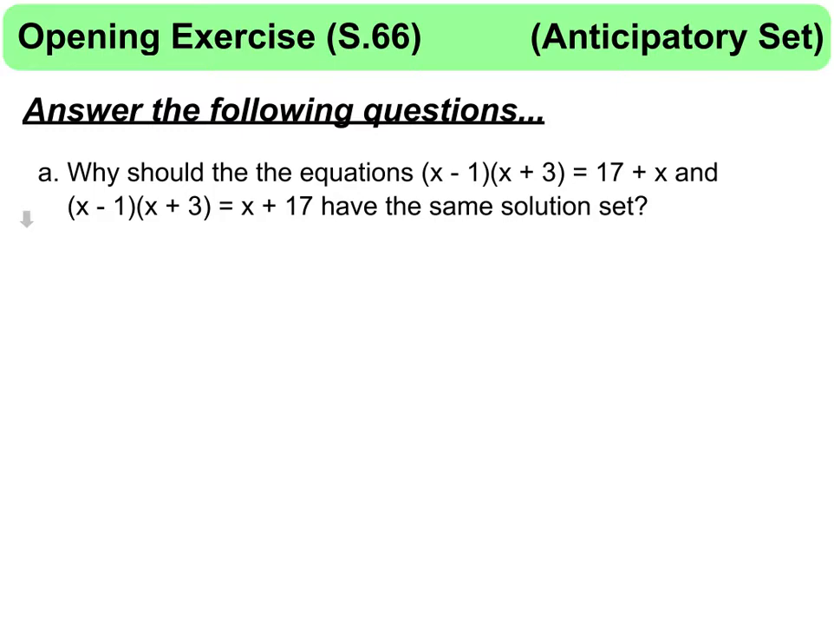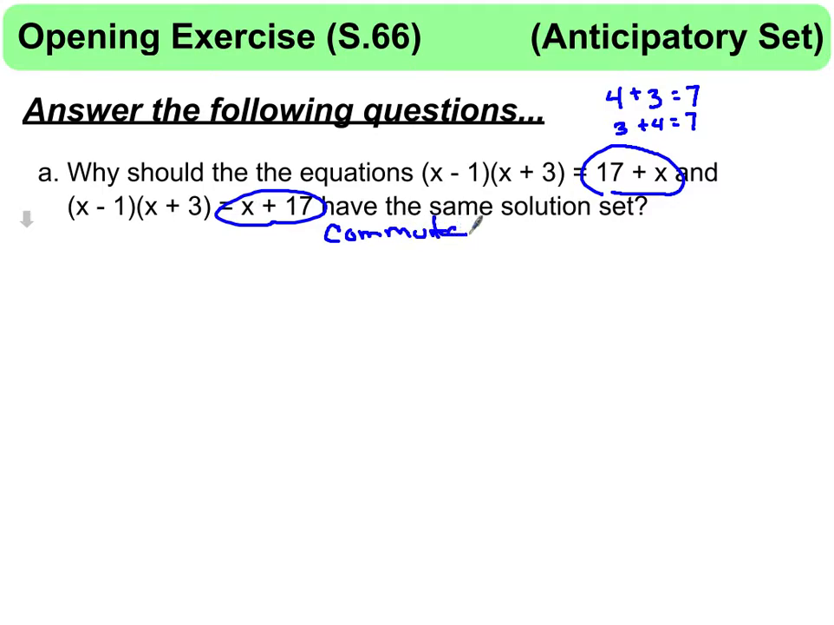So in part A, why should the equations (x minus 1) times (x plus 3) equals 17 plus x and (x minus 1) times (x plus 3) equals x plus 17 have the same solution? What we're looking for the students to identify is that the only difference in the two equations is 17 plus x and x plus 17. Noting from previous information that whether you had 4 plus 3 equals 7, or 3 plus 4, that equals 7. Students make the connection that whether it is 17 plus x or x plus 17, we are looking at the same solution for the equation. And then the students would say that is represented by the commutative property.